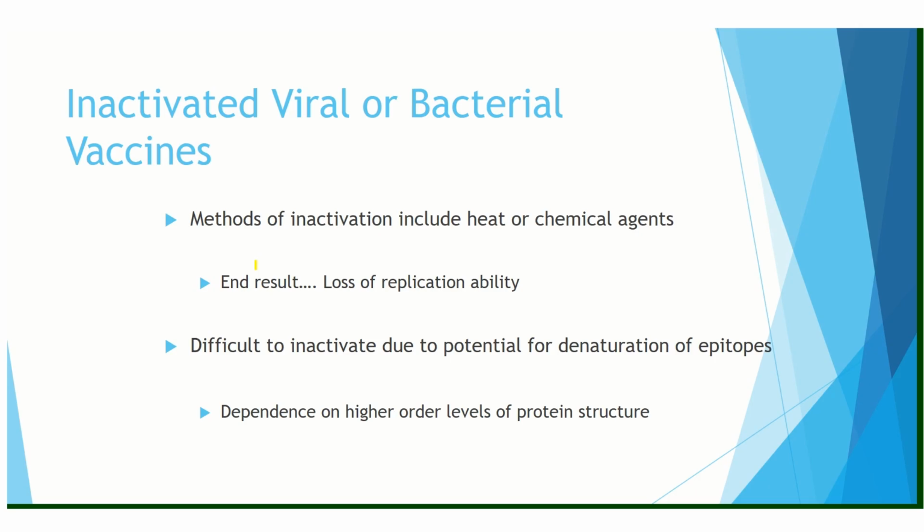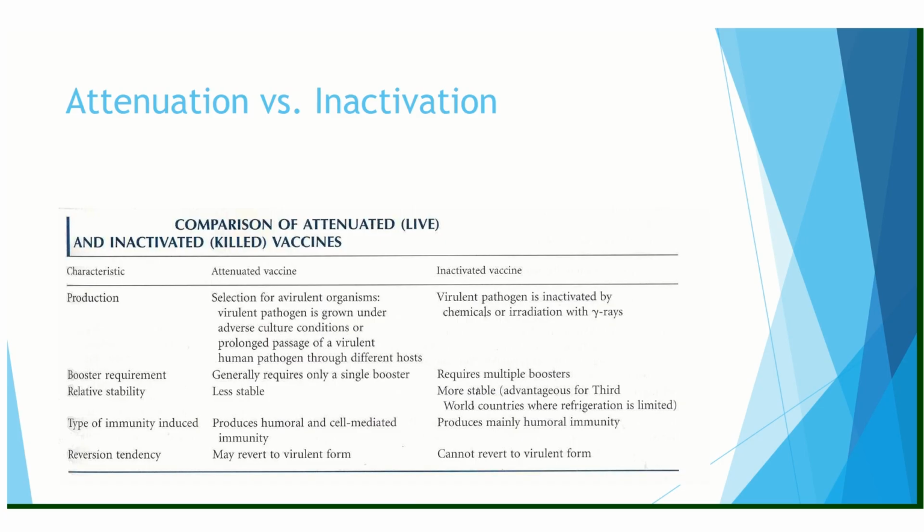Now, inactivated viral and bacterial vaccine. Methods of inactivation include heat or chemical agents, resulting in loss of replication ability. It is difficult to inactivate due to the potential for denaturation of epitopes, for example, dependence on higher order levels of protein structure. So attenuation versus inactivation: what is that? That's a comparison of attenuated and inactivated vaccine. We also call attenuated a live vaccine, and inactivated a killed vaccine.